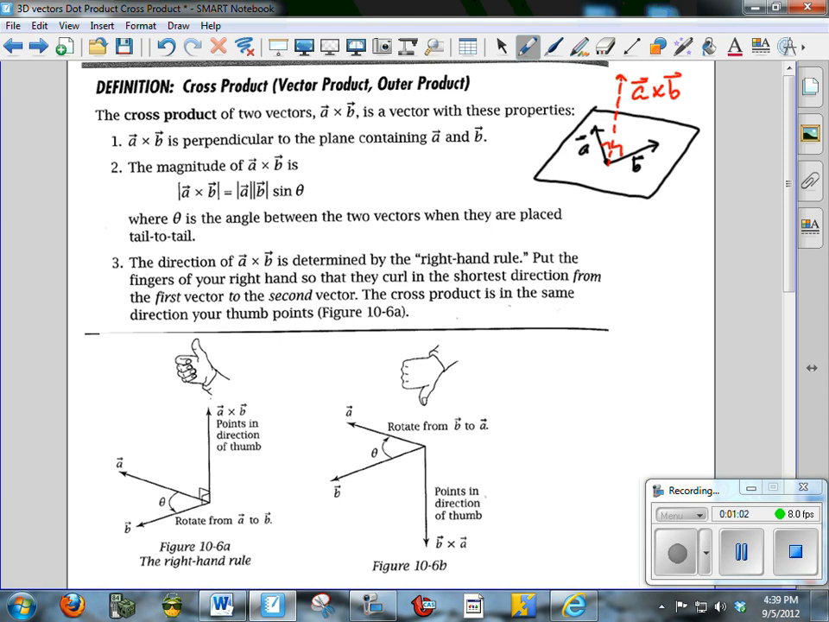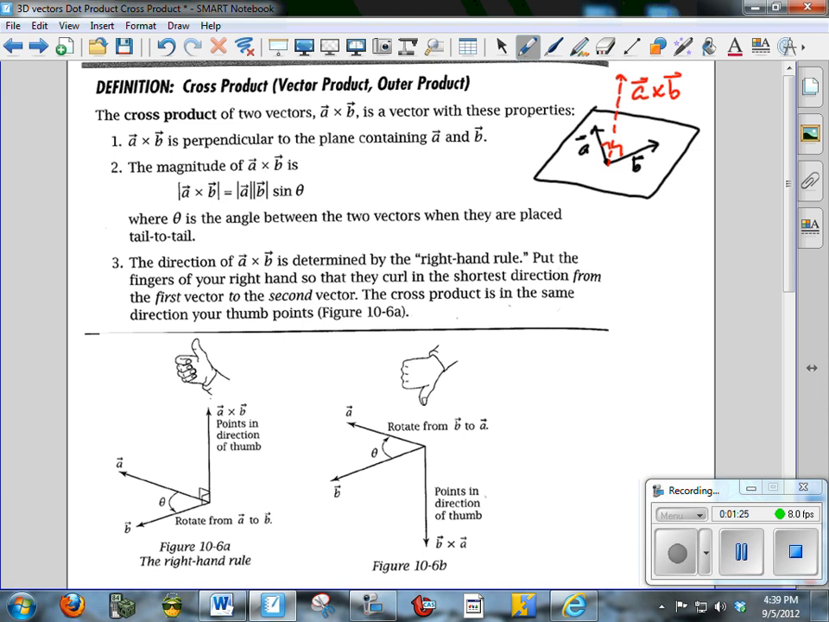Secondly, we know that the magnitude of A cross B is the magnitude of A times the magnitude of B times sine of theta, where theta is the angle between the two vectors when they're placed tail to tail. So very similar to the dot product in this regard, but this is the magnitude of the cross product. So this tells us how long the vector is.